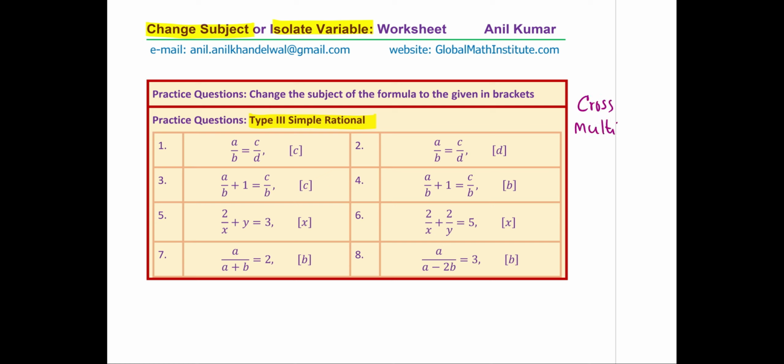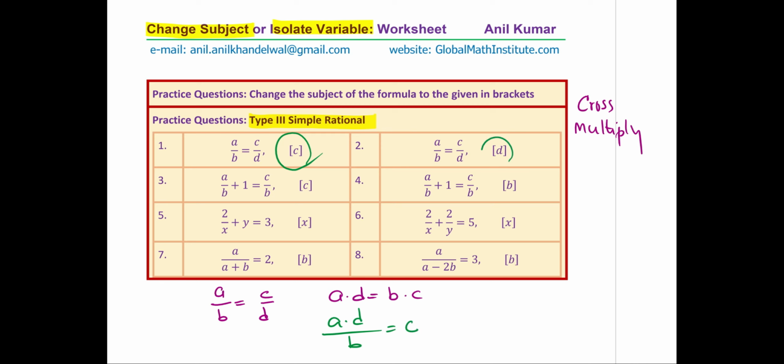So when you cross multiply, what do you get? Let me show you here. We have A over B equals C over D. When you cross multiply, we get A times D equals B times C, right? Now in this case, we want to isolate C. So if I want to isolate C, I will only divide by B, so I get A times D divided by B. We have isolated C, correct?